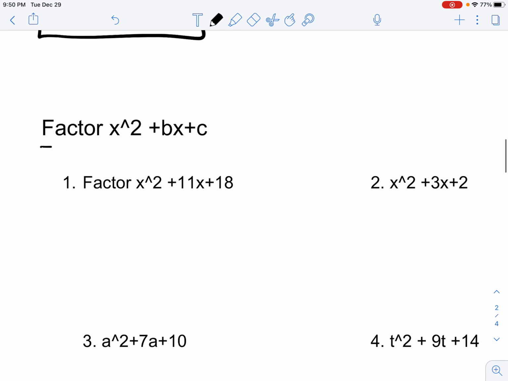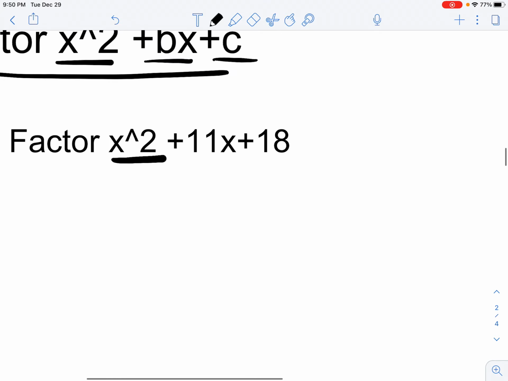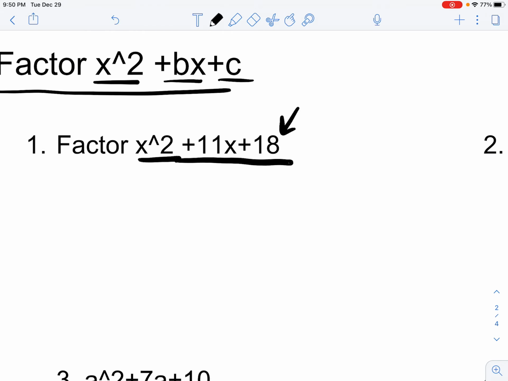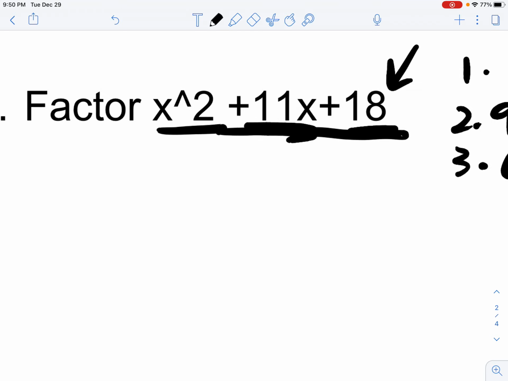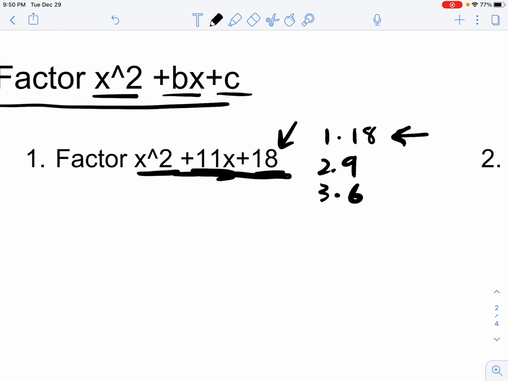Moving on. Now we're going to be factoring in terms of the x squared plus bx plus c format. Now, how do we factor x squared plus 11x plus 18? Well, we just got to find factors of 18 that will multiply into 18, hence the term factor, and we have to find factors which will add up to 11x. So obviously, 1 times 18 is a factor, 2 times 9 is a factor, 3 times 6, and that should be about it. Now, let's try 1 times 18.